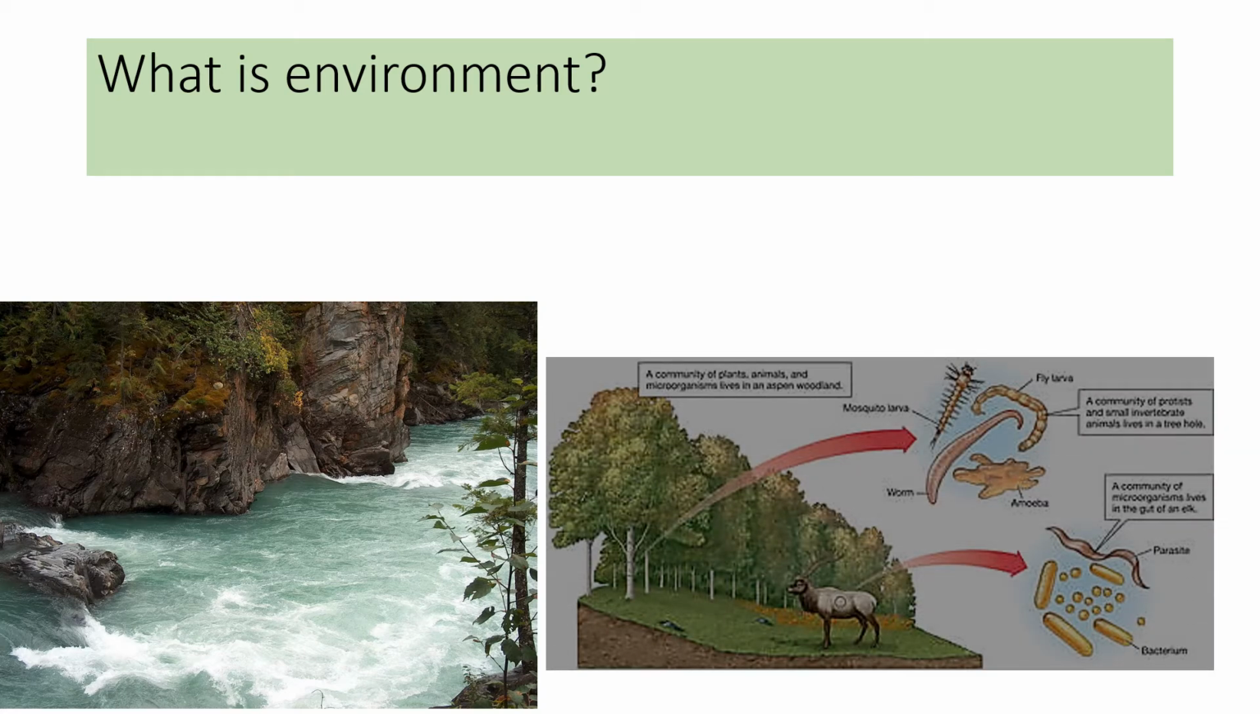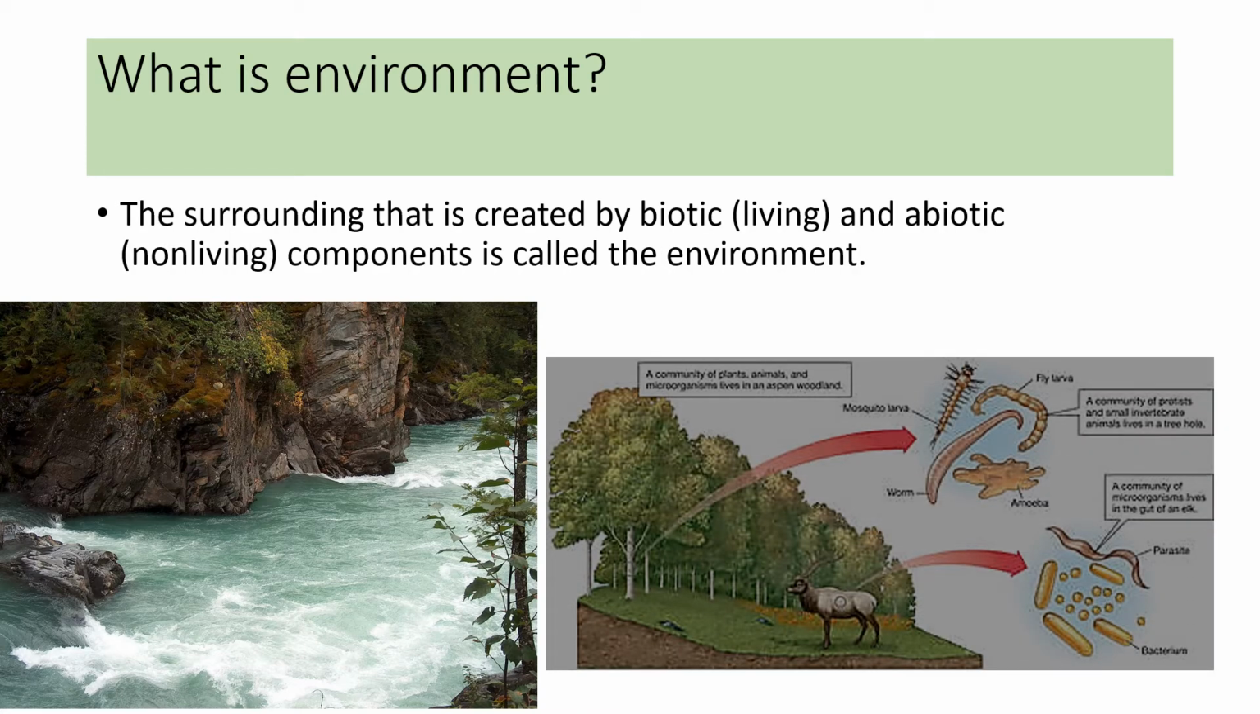Now, as you can see, the surrounding that is created by biotic and abiotic components is called the environment. Biotic means the living organisms, small and big, and sometimes there are microorganisms. Abiotic means the non-living things around us.